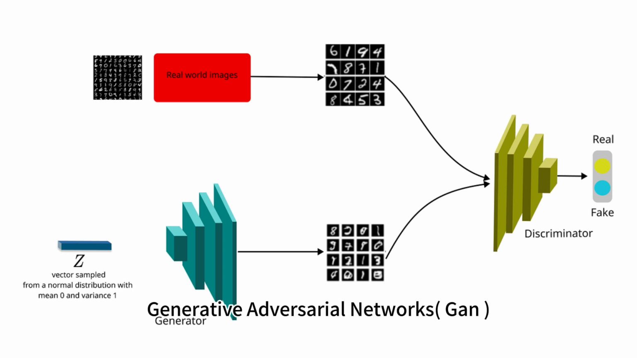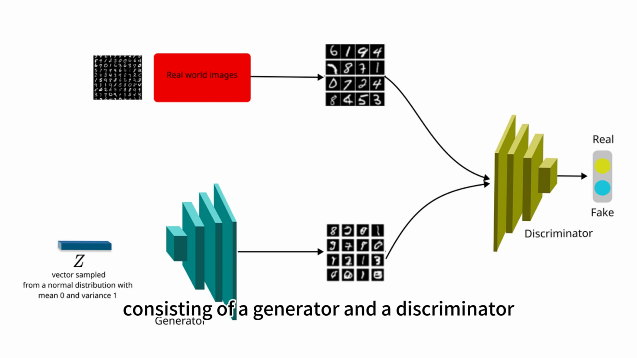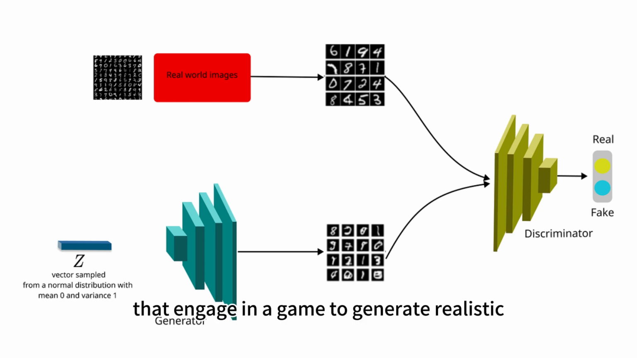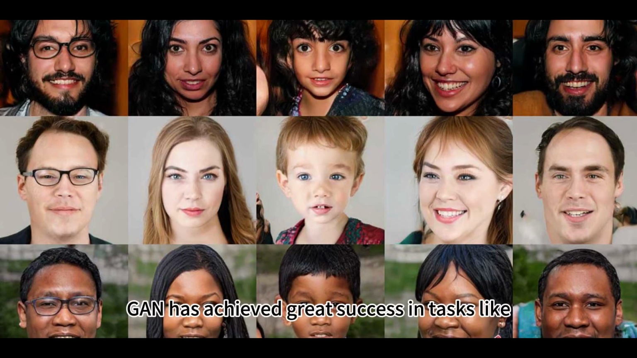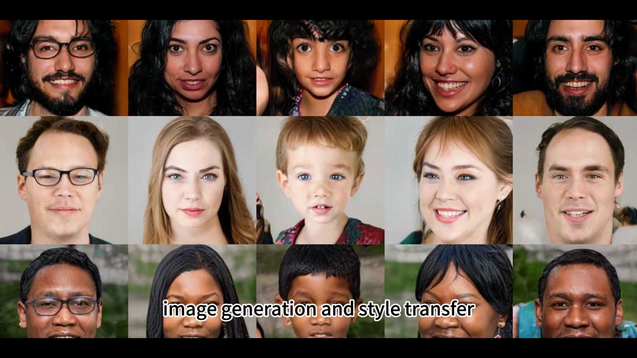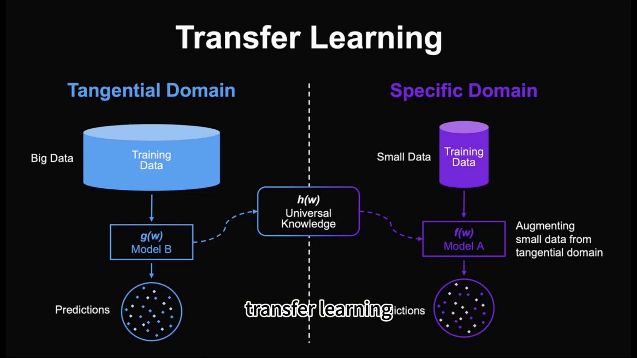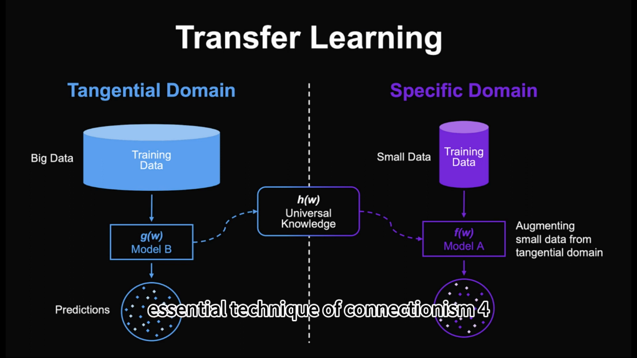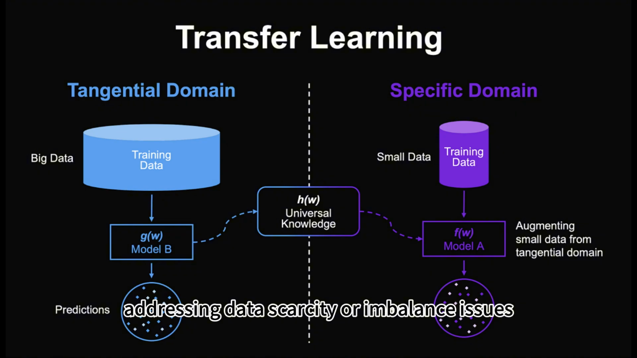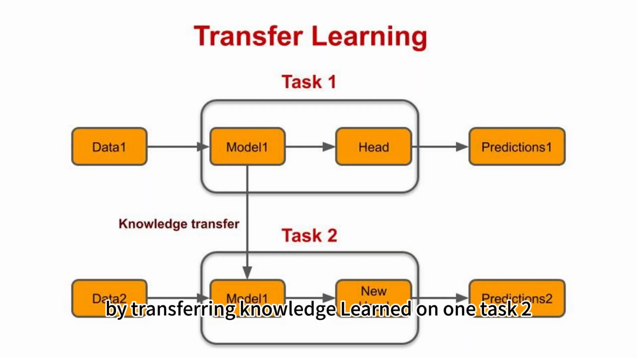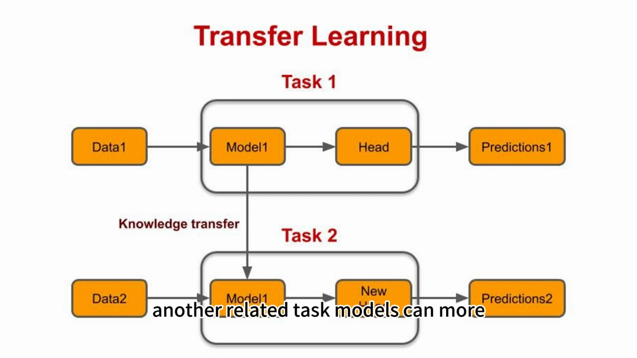Generative Adversarial Networks, GAN, is a deep learning framework consisting of a generator and a discriminator that engage in a game to generate realistic data. GAN has achieved great success in tasks like image generation and style transfer. Transfer learning is an essential technique of connectionism for addressing data scarcity or imbalance issues by transferring knowledge learned on one task to another related task. Models can more effectively utilize limited labeled data.